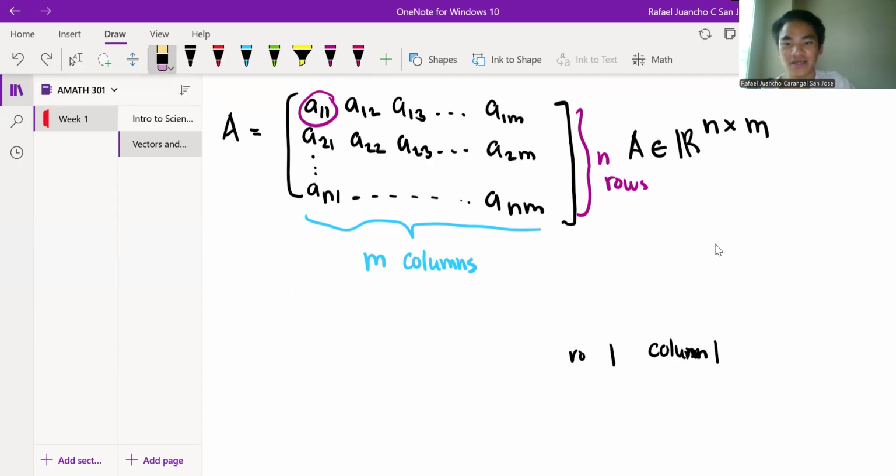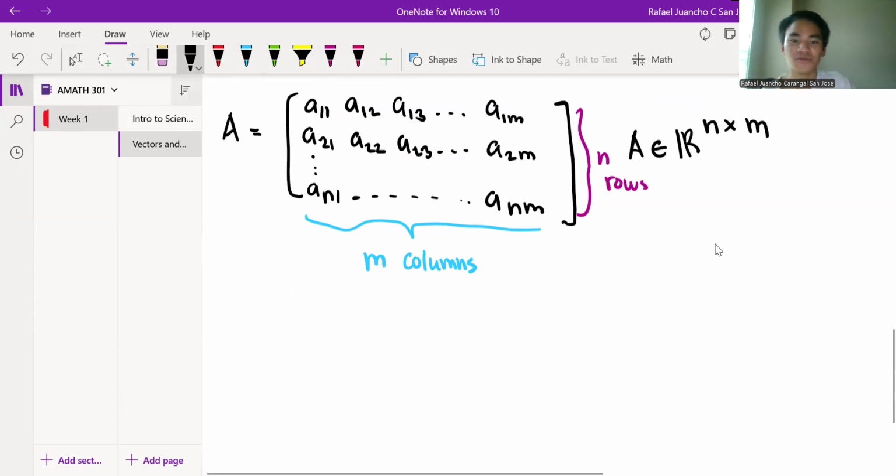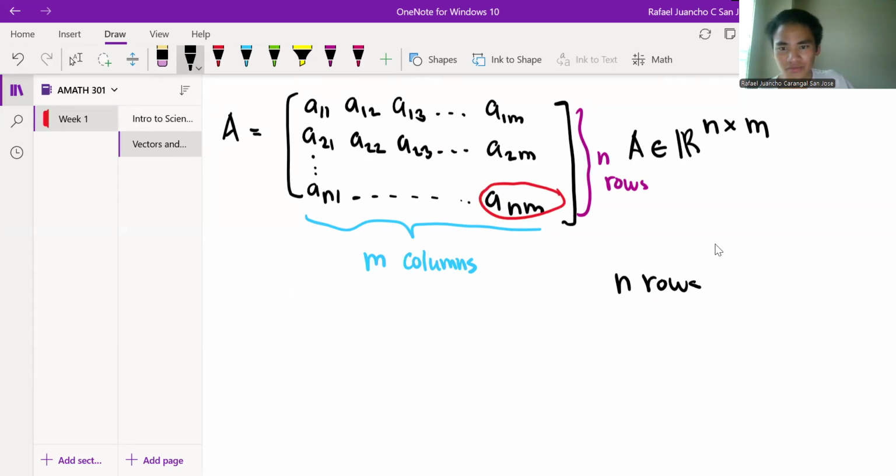So that's basically what that indexing means. If we take this one, A, 2, 3, we're at the second row and we're at the third column. To make that even more general, this is basically n rows. We're at the nth row.